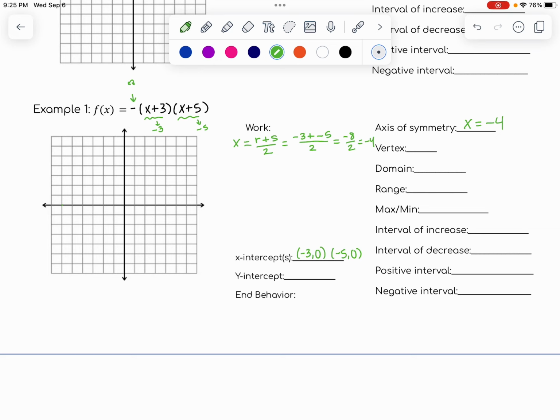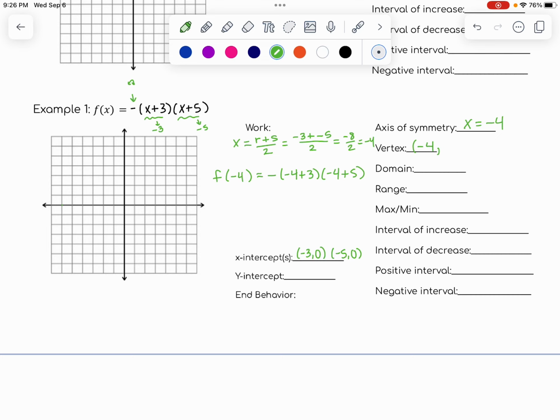The next thing we need to do is find the vertex. Well, remember the vertex's x coordinate is the same as the value at the axis of symmetry. So we already know that that is negative 4. Now we can plug negative 4 into the equation to find y. So we're going to do f of negative 4. Bring down that negative, and we've got negative 4 plus 3 times negative 4 plus 5.